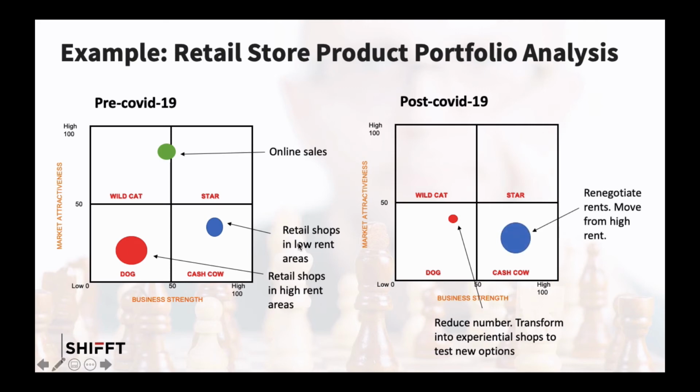With our retail shops in low rent areas, we are going to build the size of those. So we're going to renegotiate rents and move from high rent areas into low rent areas. And then in this one where we've got online sales, we're going to grow online sales and pull it down from being up here on the Wildcats into a Rising Star, transferring down here.